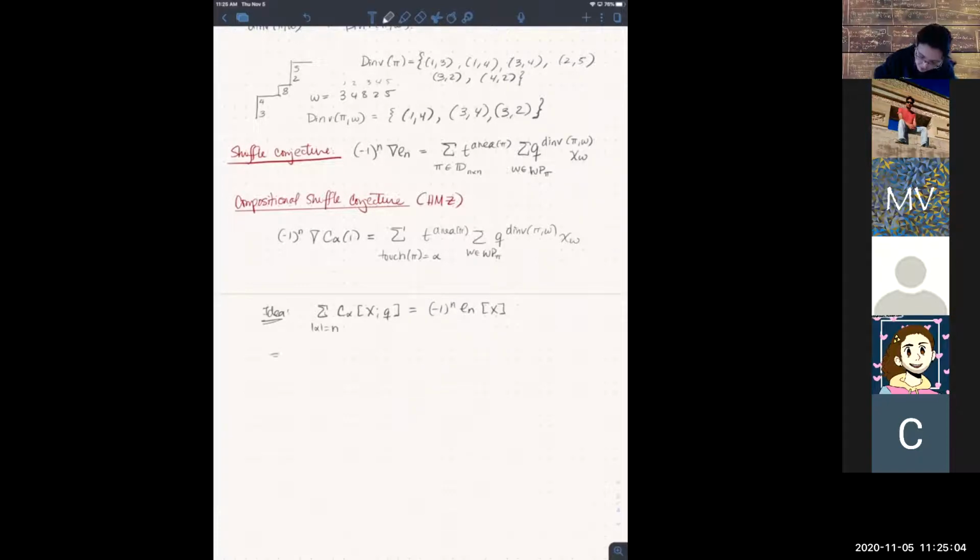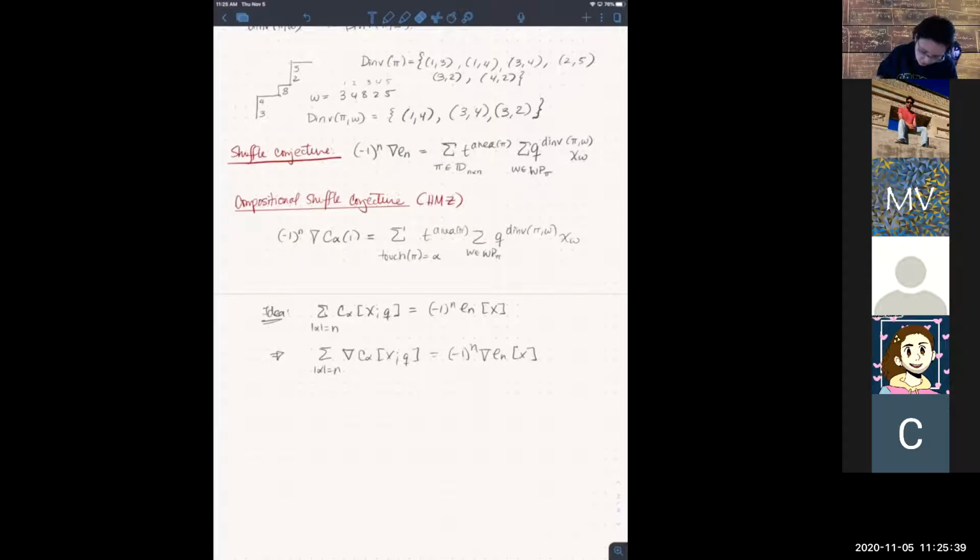And then at this point, it's just a matter of applying nabla to both sides, right? Because then you apply nabla C alpha here, you get exactly -1 to the n, nabla e_n, which is why the compositional shuffle conjecture is really a refinement of the shuffle conjecture. If you prove the compositional one, you get the shuffle conjecture by just summing over it by exactly this identity right here. And that's exactly what Carlsson and Mellit did. They focused on the compositional shuffle conjecture, not the original one.